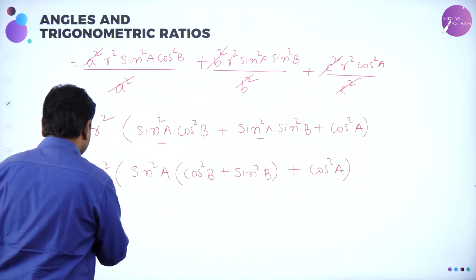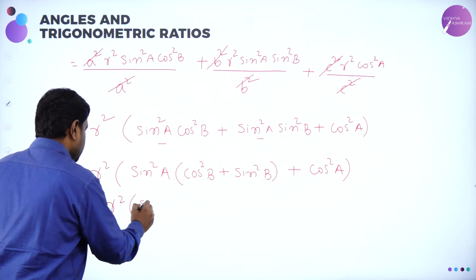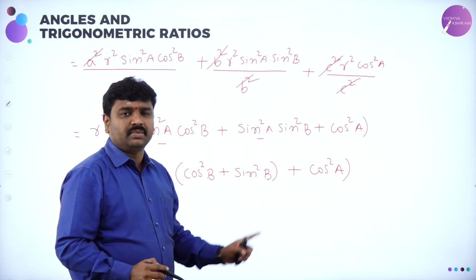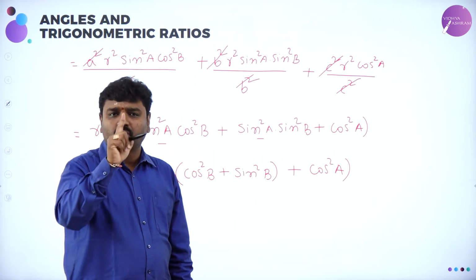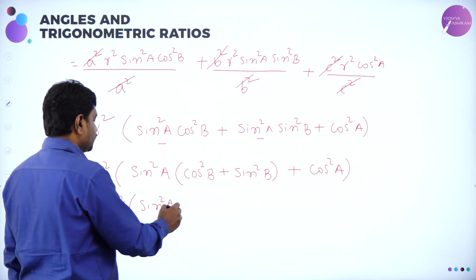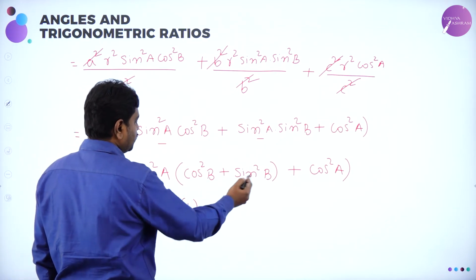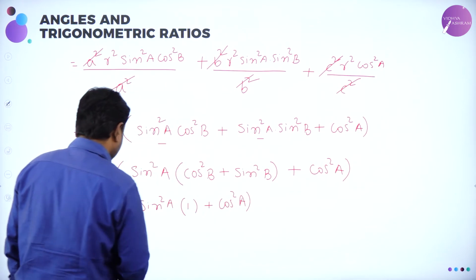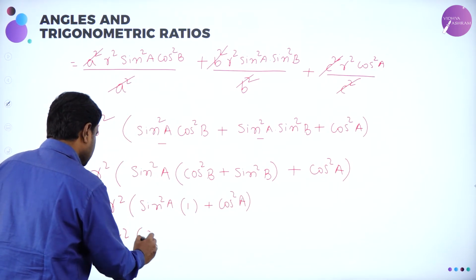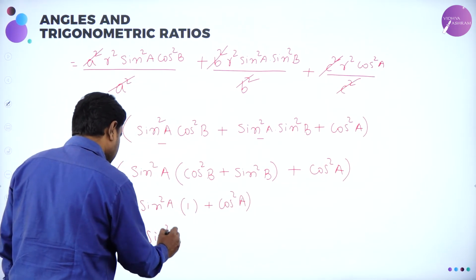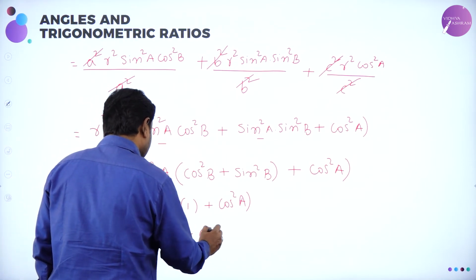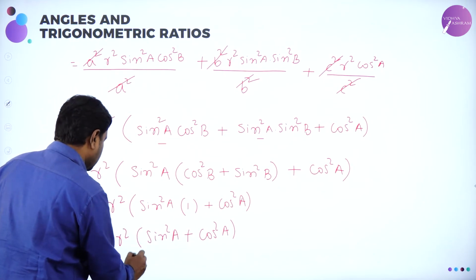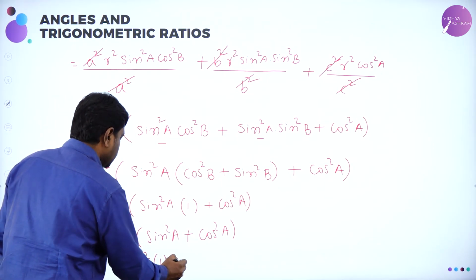Now further simplification: R square, sin square a as it is, into cos square b plus sin square b. Cos square b plus sin square b is what? 1, identity. Cos square theta plus sin square theta is 1. Similarly, cos square b plus sin square b is 1, plus cos square a. Again further, R square into sin square a into 1 is sin square a, plus cos square a into 1 is cos square a. Again it is in the form of sin square a plus cos square a, that is R square into 1, which is R square.